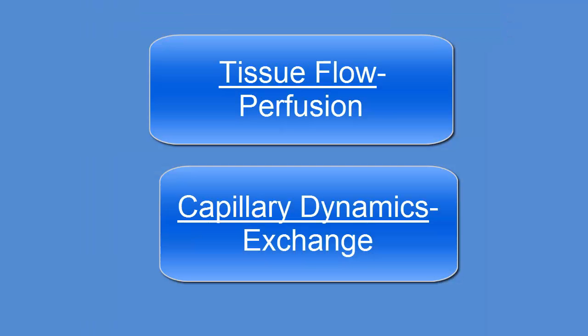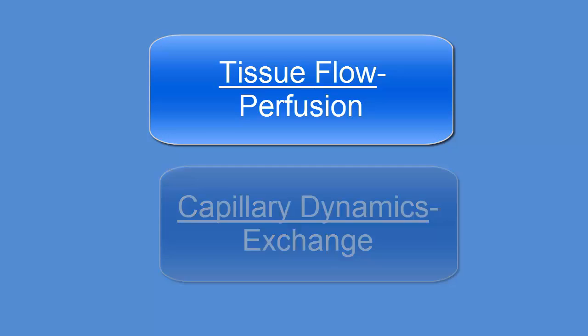Hi guys, this is the final video of the cardiovascular system, and in this video we're going to be looking at tissue flow and capillary exchange. With regard to blood flow to specific organs or tissues, there are local or intrinsic determinants of flow based on the needs of that tissue.